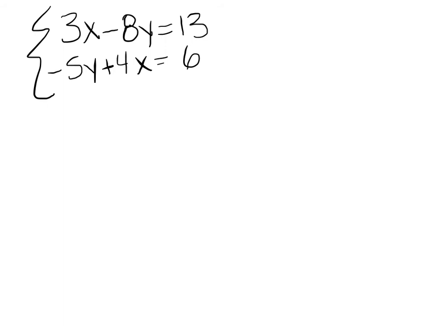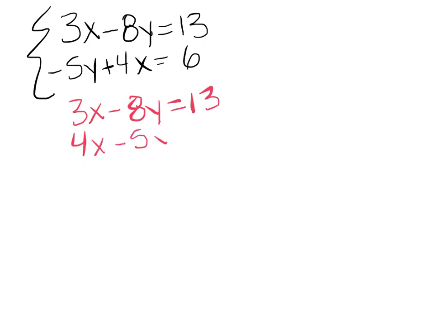Now, let's see. We have 3x and negative 5y. Oh, uh-oh. Things are kind of mixed up. We need to switch these around before we even try to find opposites. So, really, I'm going to rewrite this system as 3x minus 8y equals 13, and 4x minus 5y equals 6. Now I can start thinking about opposites. And I don't see any opposites, so I'm going to need to think about making them.